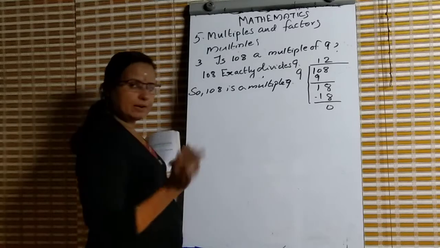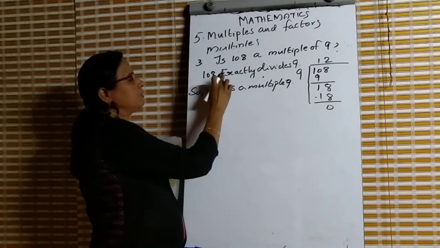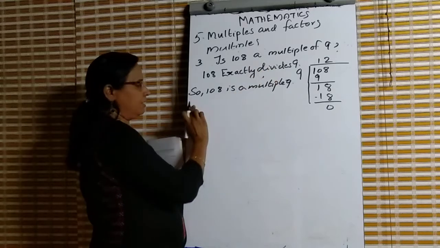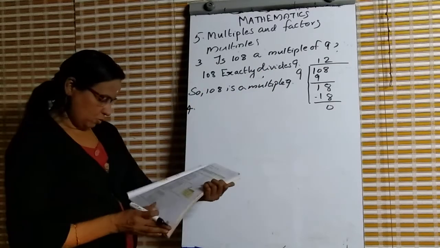Here, we divide 108 by 9. Remainder is 0. That means 108 exactly divides 9. So, 108 is a multiple of 9. Write in your notebook.